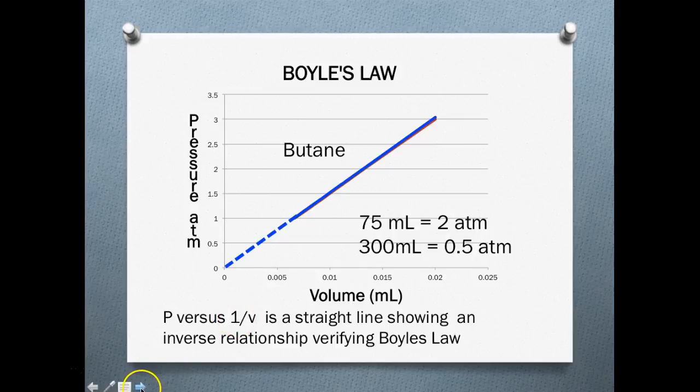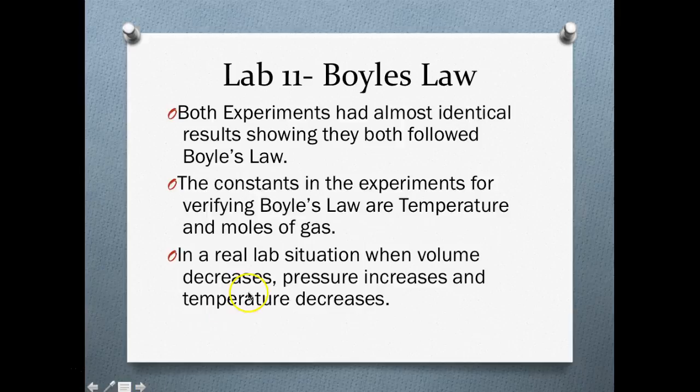So again, butane and propane both behave exactly the same because they're both ideal gases, and all gases that are ideal gases behave exactly the same. Okay, so that's why the numbers are exactly the same for both gases. So both experiments had identical results. They showed that they follow Boyle's law.